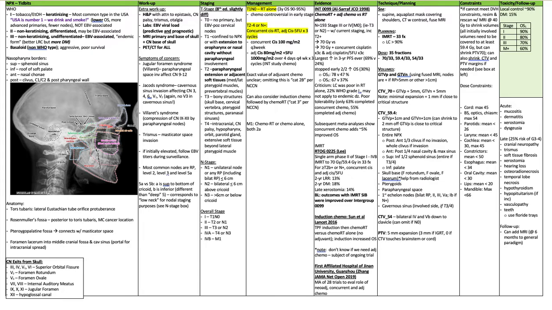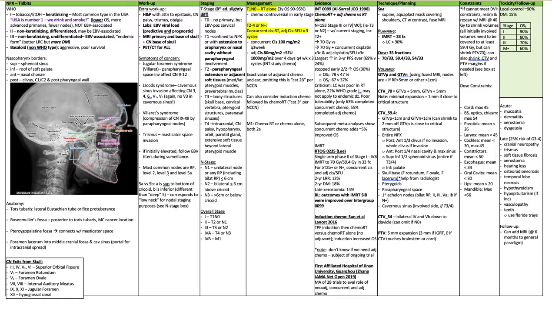The CTV70 is GTV primary and GTVN with a 5 millimeter expansion. Note, minimal expansion is 1 millimeter if it's close to a critical structure. CTV 59.4 is your GTV primary plus 1 centimeter and GTV node plus 1 centimeter. You can shrink 2 millimeters off the GTV if it's close to a critical structure. It includes the entire nasopharynx.